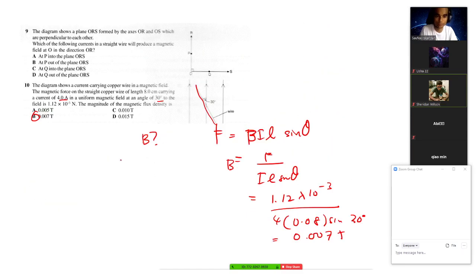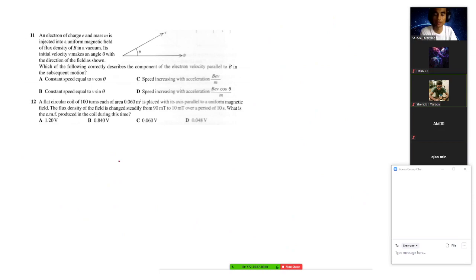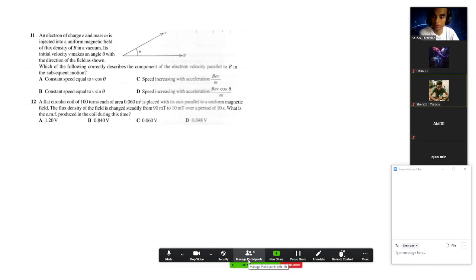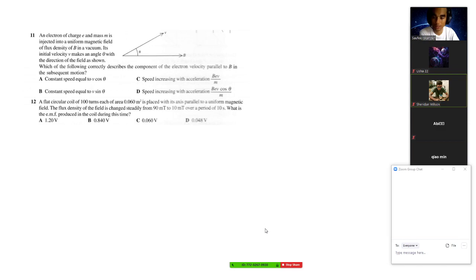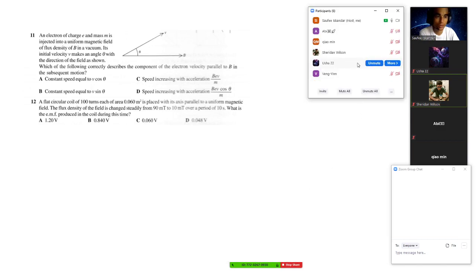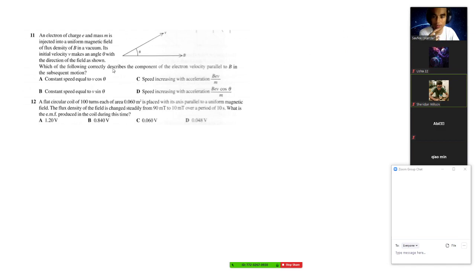Okay, now we continue with question number 11. An electron of charge e and mass m is injected into a uniform magnetic field of flux density B within a vacuum. Its initial velocity makes an angle theta with the direction of the field shown. Which of the following correctly describes the component of electron velocity parallel to B in the subsequent motion? So what would be the answer?